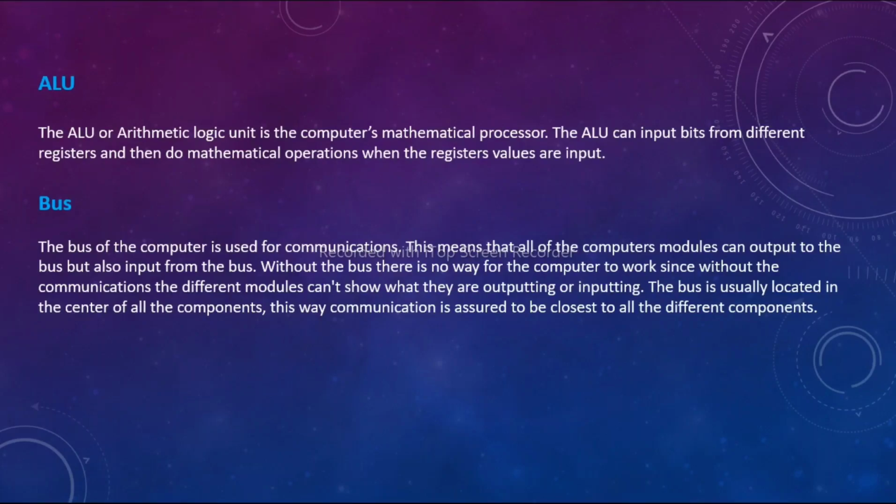Bus. The bus of the computer is used for communication. It means that all of the computer's modules can output to the bus, but also input from the bus. Without the bus, there is no way for the computer to work, since without the communication, the different modules cannot show what they output or input. The bus is usually located in the center of all the components. This way communication is assured to be closest to all the different components.